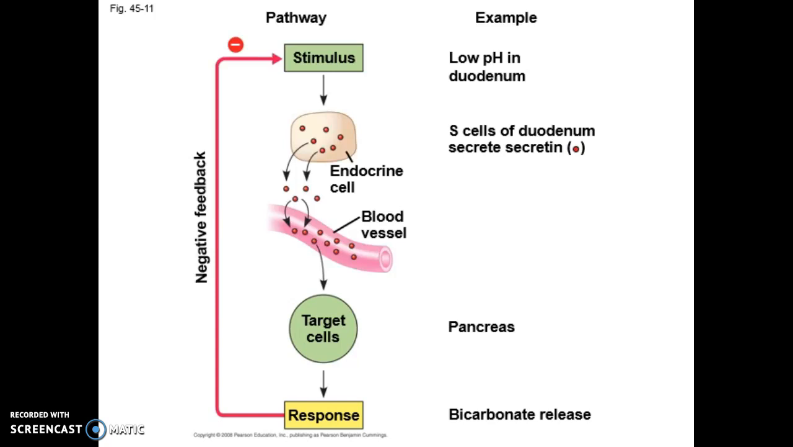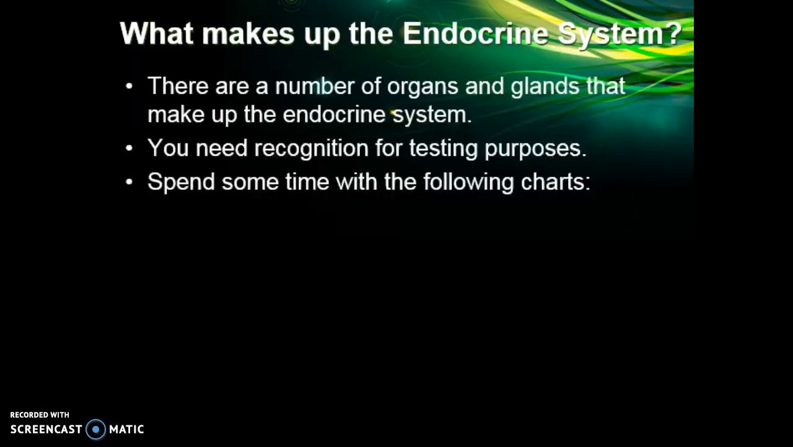So here's kind of what I'm talking about. You've got low pH in the duodenum here as our stimulus. The S cells of the duodenum, that's a specialized kind of skin cell. The duodenum is part of our intestines. They're going to secrete this substance called secretin that's going to target cells in the pancreas that are going to cause bicarbonate to be released. That then raises the pH and fixes the problem. Again, that's negative feedback.